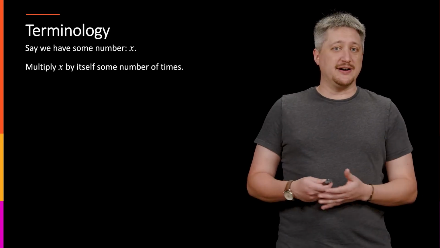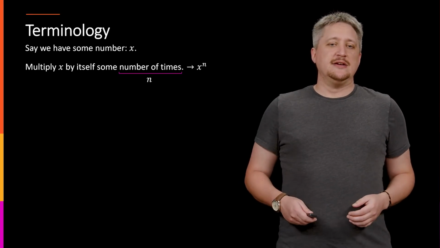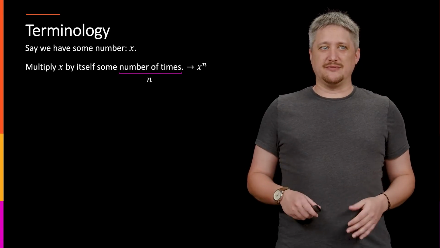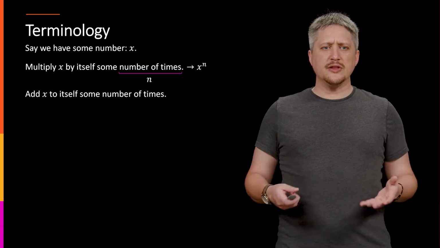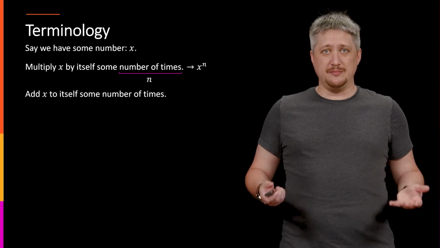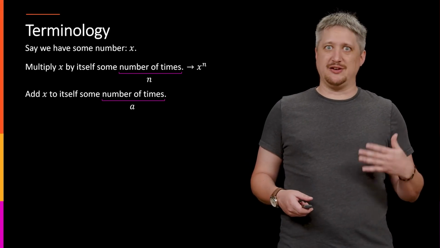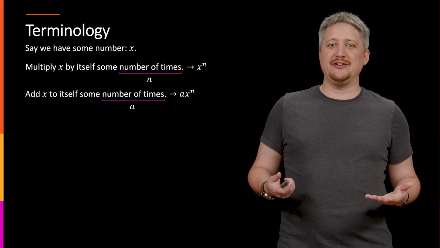So if we have some starting value, we multiply it by itself some number of times, however many you want, let's say n number of times, right? So we could have x to the n. This represents a somewhat natural thing to think of. If you have the number 5, you just multiply it against itself a bunch of times, okay? Likewise, we can add x to itself some number of times. We could call that, say, a. So if we have 5, we could add 5 to itself some a number of times, and that's how you get ax to the n.